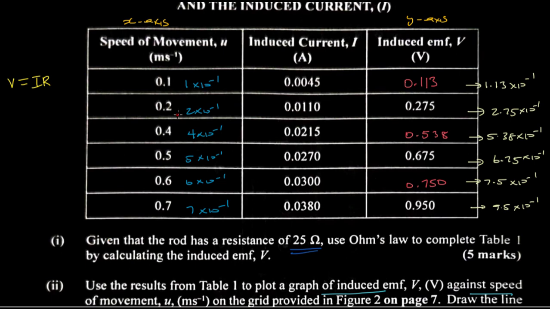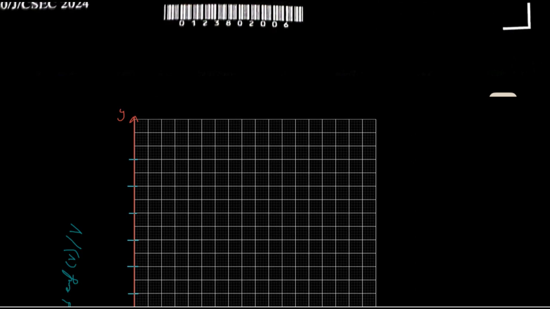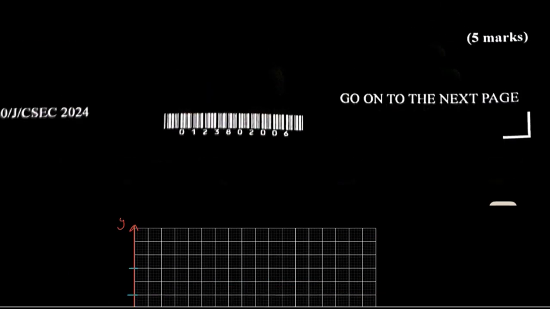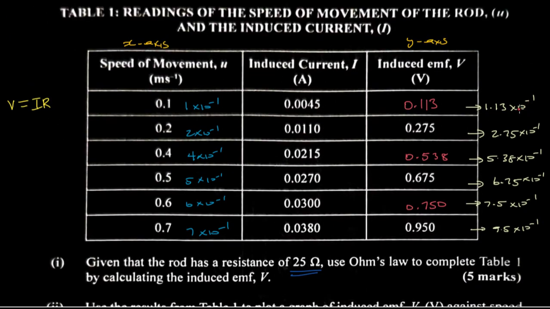So now we have on the y-axis induced EMF, which goes from roughly 0 to about 10. So we're going to make a scale that can take us from 0 to about 10. So let's say every 2 centimeters we increase by 1. So this is 1, 2, 3, 4, 5, 6, 7, 8, 9, and 10.